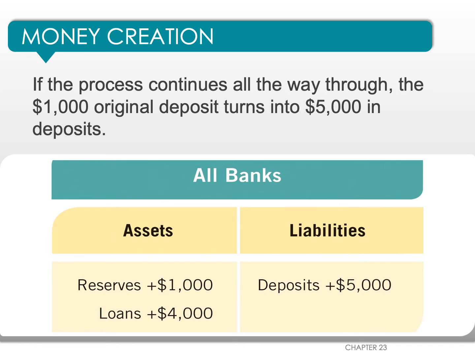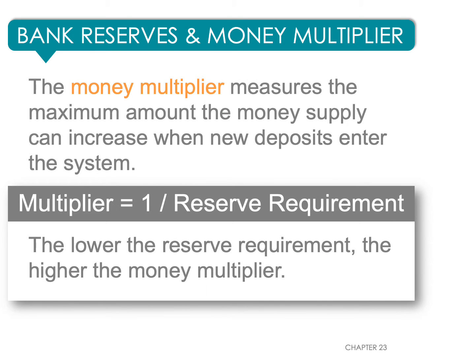So if that original money was created by somebody depositing that money, say from the Federal Reserve, then that would go through the banking system to create $5,000 of deposits. The money multiplier measures the maximum amount the money supply can increase when new deposits enter the system, the money supply being the original cash which is deposited and all deposits created. And we saw it's a fraction of the reserves. We saw that if it was 20%, it went through the particular process. If it was 10%, more would be created.